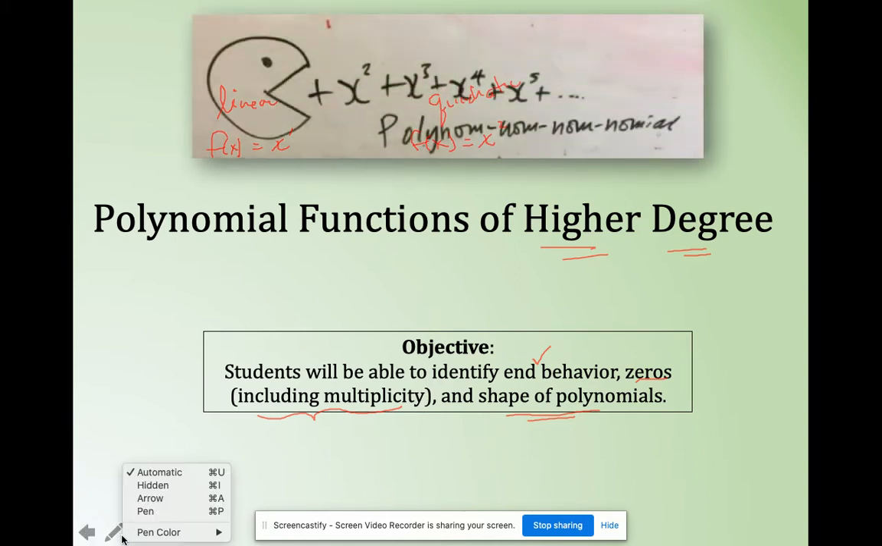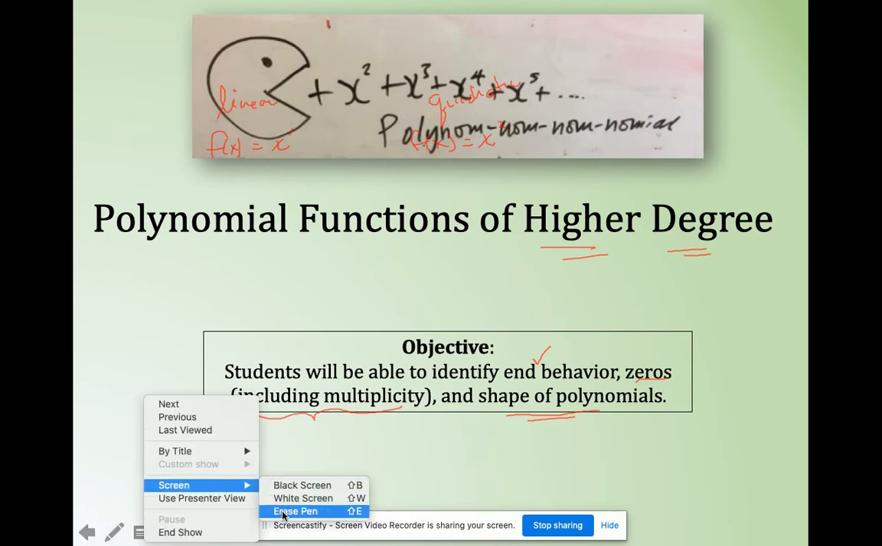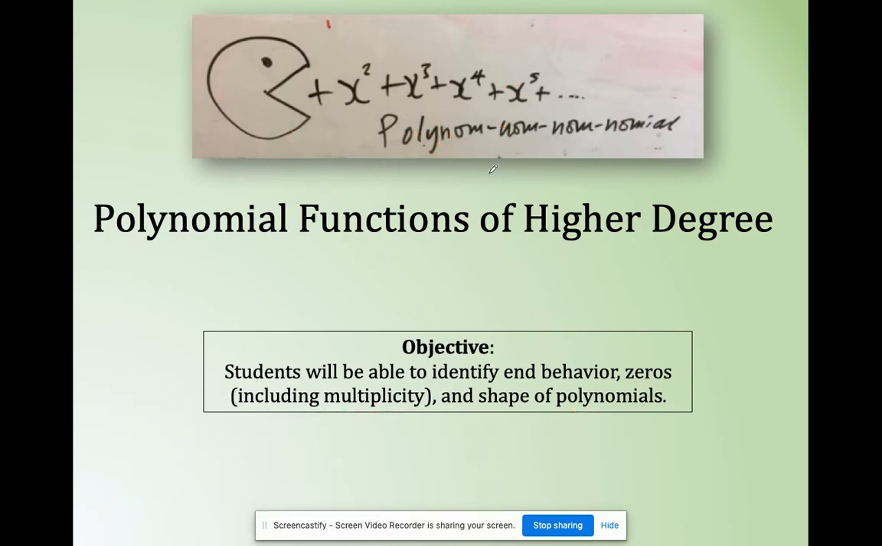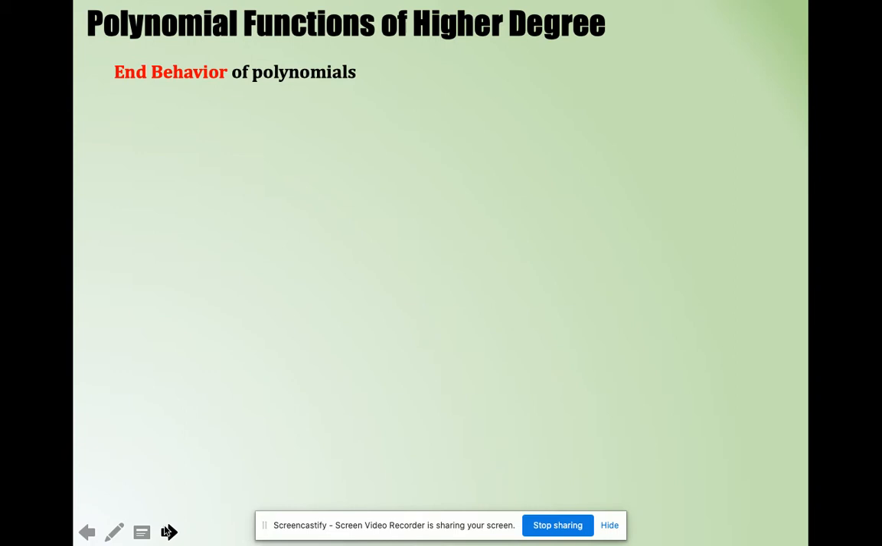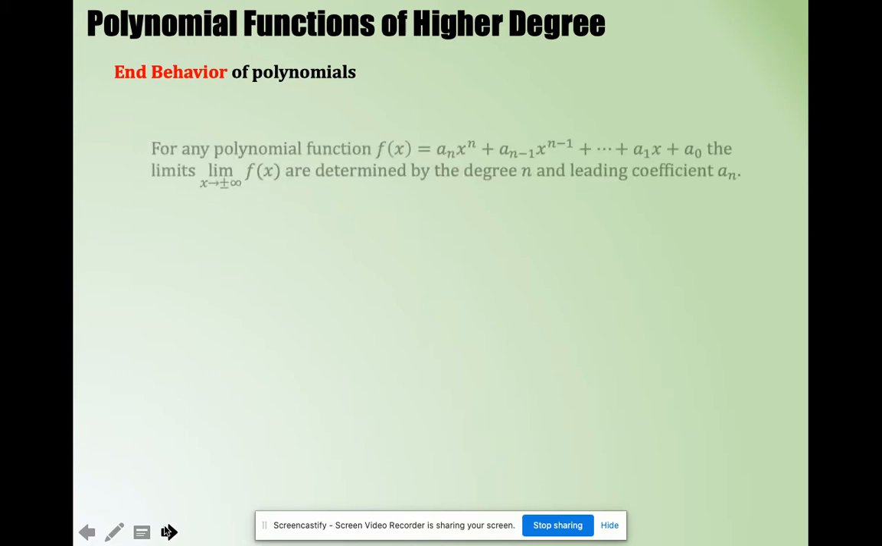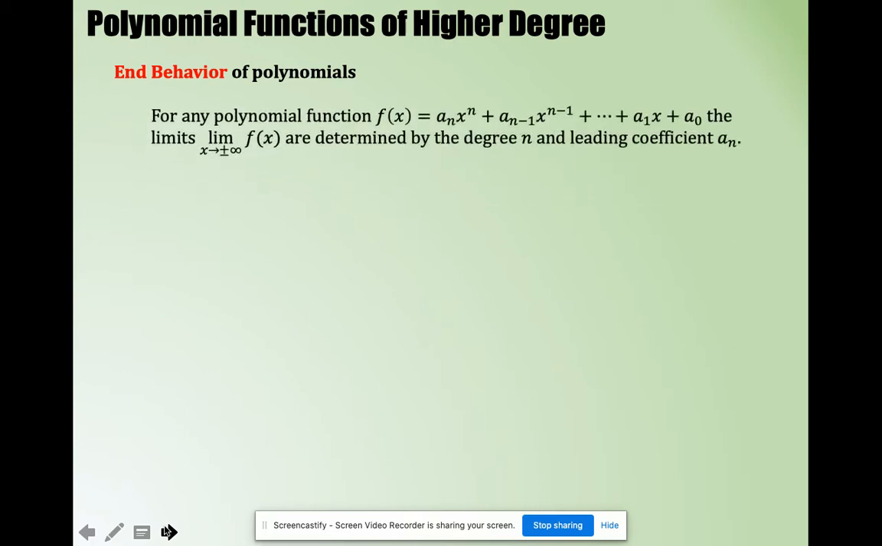So first, I thought this was cute. Can you figure out what I'm saying here? Unfortunately, I have some stuff written on top of it. Polynomial. Is that like Pac-Man eating the nom? All right. End behavior of polynomials. Old news. Polynomials, right? This looks scary. Pull this out at parties. It's so impressive. People are like, oh my God, you must be so smart.